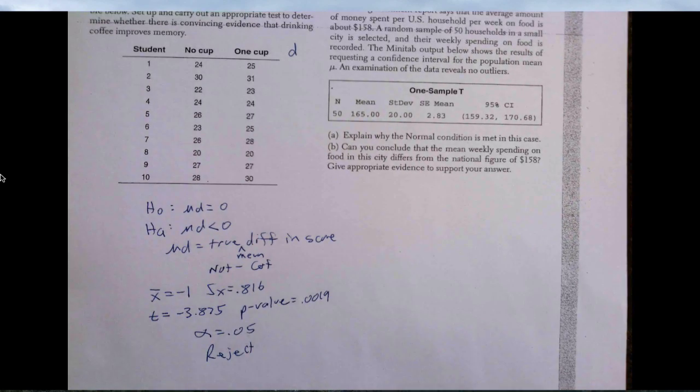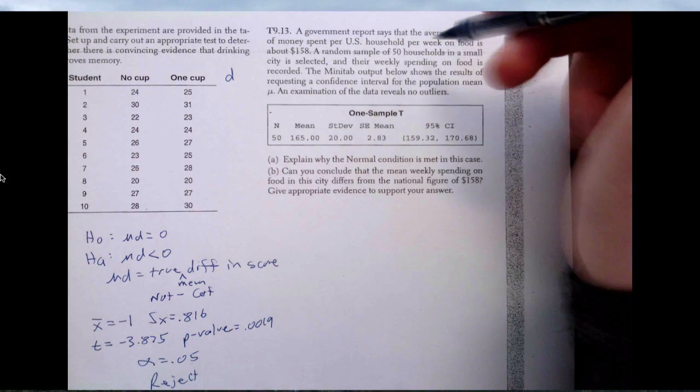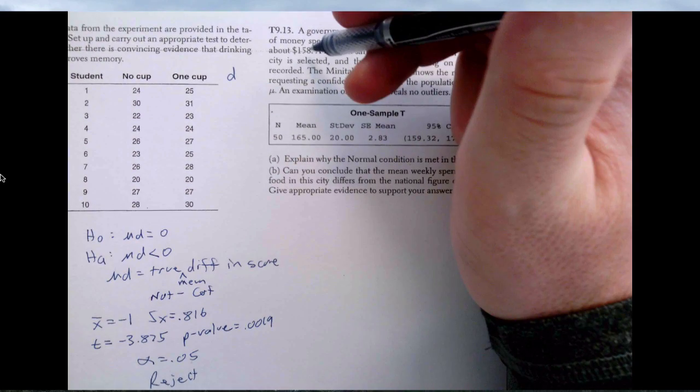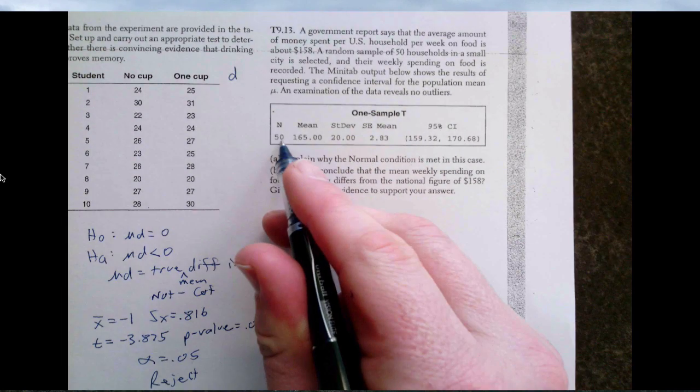All right, the last one. A government report says that the average amount of money spent per U.S. household per week on food is about $158. A random sample of 50 households in a small city is selected. Their weekly spending on food is recorded in this table. There are no outliers. Explain why the normal condition is met in this case. The normal condition would be met since our sample size is at least 50.